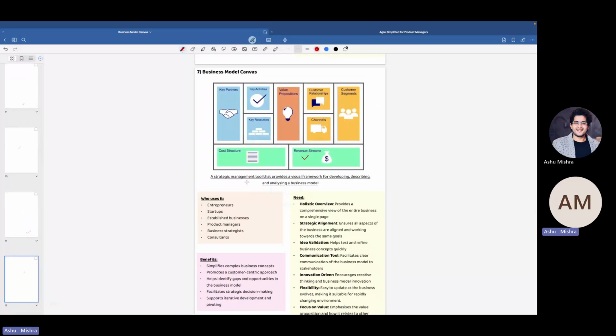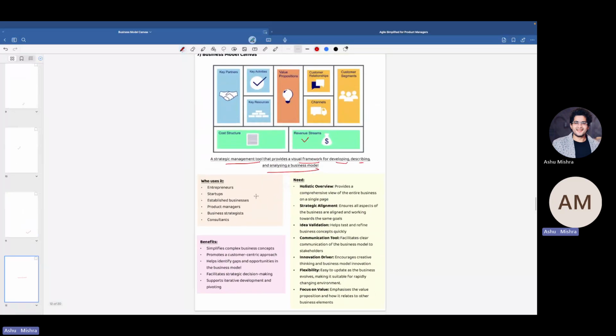That what is business model canvas? So a strategic management tool that provides a visual framework for developing, describing, and analyzing a business model is called a business model canvas. And who uses it?